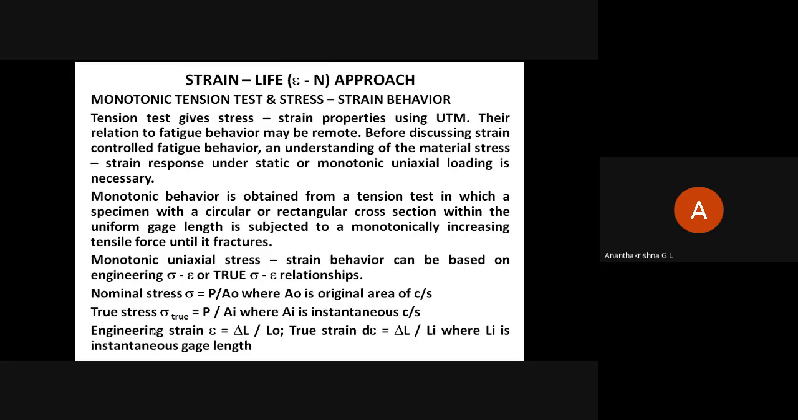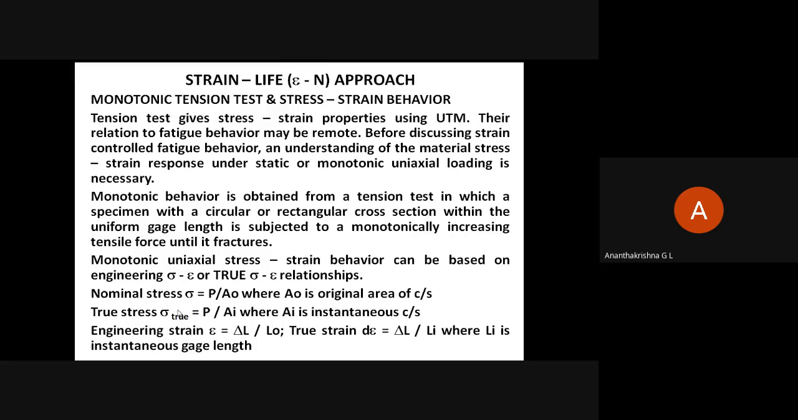Similarly, the engineering strain and true strain, that's the difference. In engineering strain, we take change in length by original length. But in actual condition of testing, the specimen keeps elongating continuously because of application of load. Therefore, you will have true strain equal to change in length by instantaneous gauge length Li. So that is called true strain. So the difference between true stress and engineering stress and strain, we have understood.